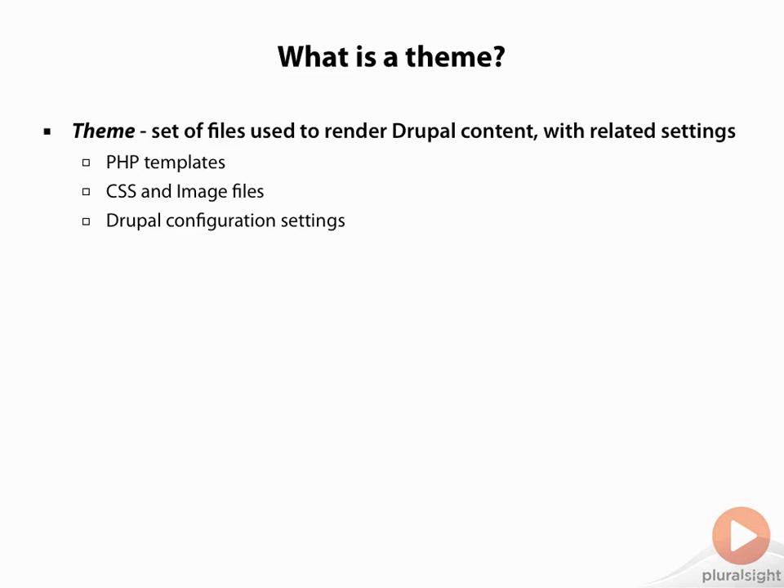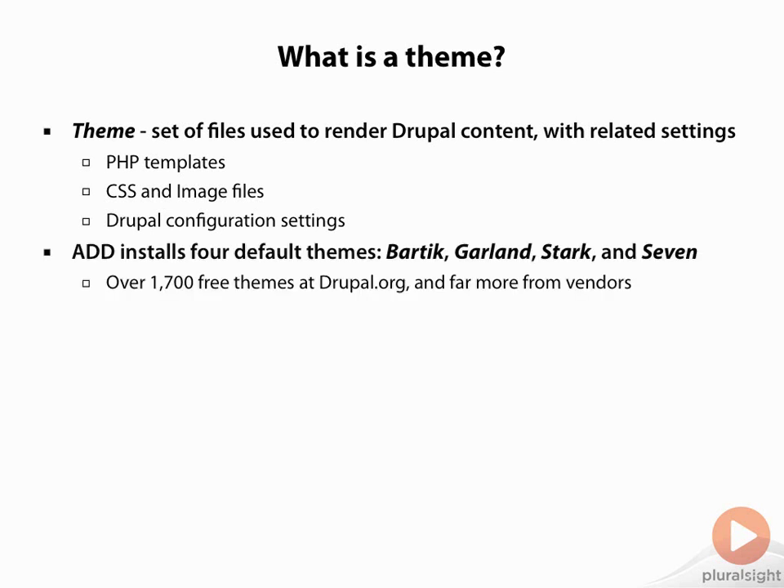So first off, what is a theme? Well, to Drupal, a theme is a collection of image files, CSS, related configuration settings, and then the PHP templates which render the output for any given page request. The Acquia Dev Desktop installs with 4 themes: Bartik, Garland, and Stark as front-end themes, and then the administrative theme called 7, which we've already seen in operation.